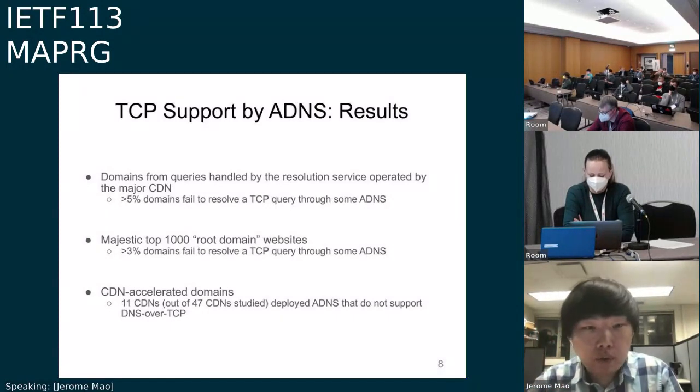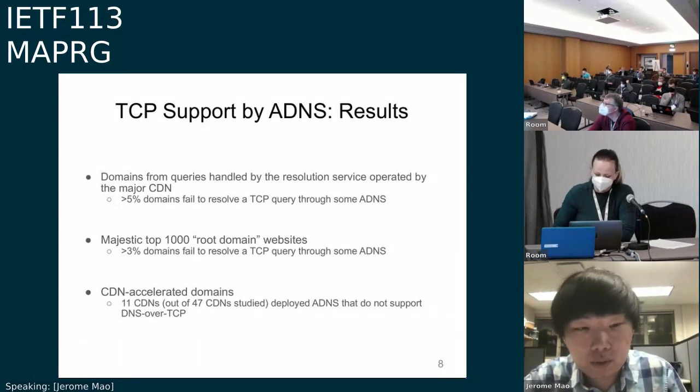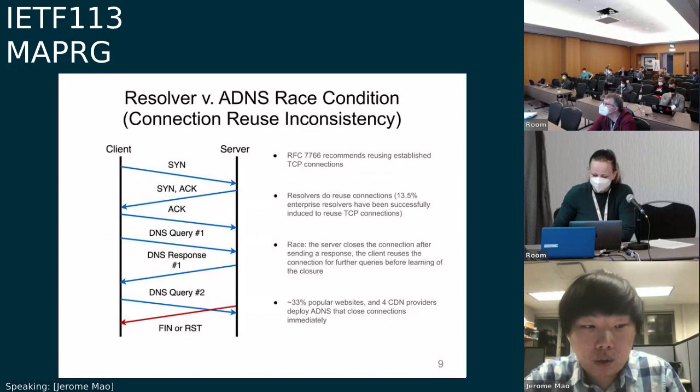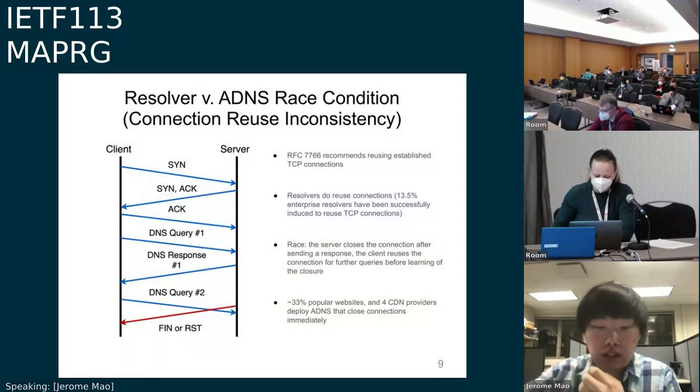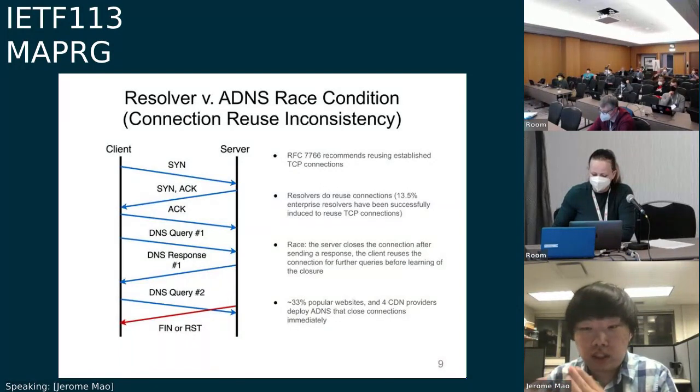And so for the rest of the ADNS that do support DNS over TCP, we're going to move on and see the race condition related to those. First of all, the RFC recommends reusing established TCP connections, and resolvers actually do reuse connections. In another email scan, we successfully induced around 13.5% of the resolvers that serve the mail servers to reuse the TCP connections. So resolvers do reuse connections.